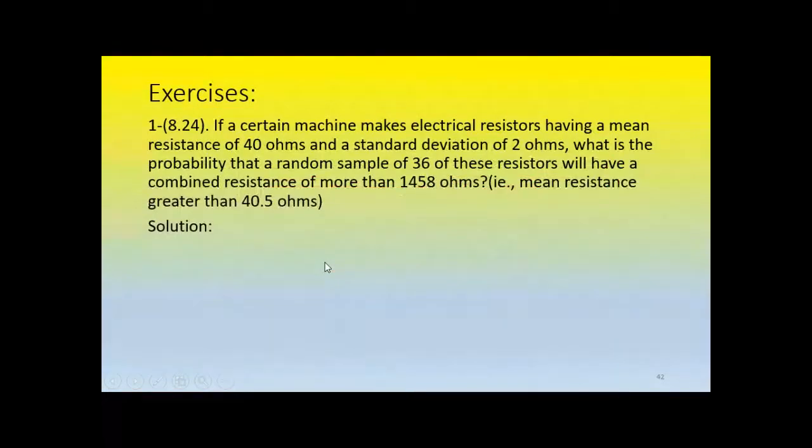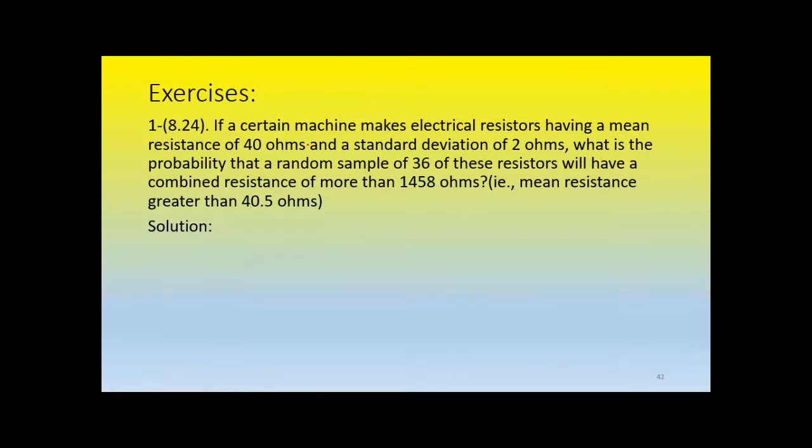Fine. Exercises. You should have a normal table with you hereafter, isn't it? Again and again, I will not open the normal table. You should have it, because we have seen enough problems that use the normal table.